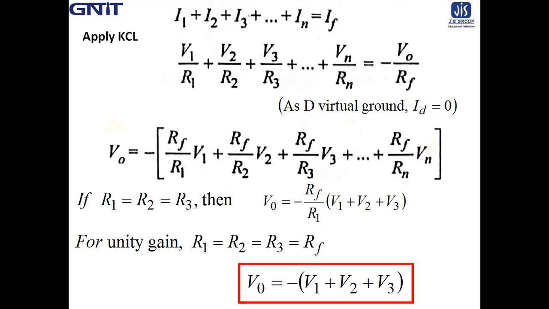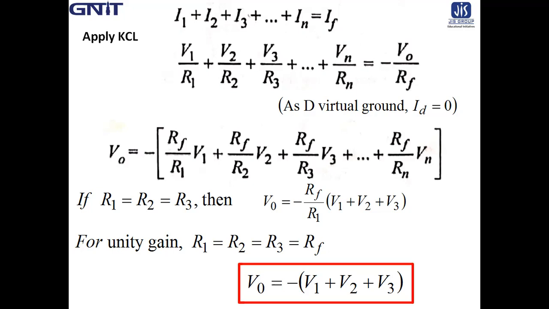Now this shows that the output voltage is equal to the negative sum of all the input voltages times the gain of the circuit, that is RF by R1. Hence, this circuit is called a summing amplifier or an adder circuit. Now, when the gain of the circuit is unity, that means RF equal to R1 equal to R2 equal to R3.